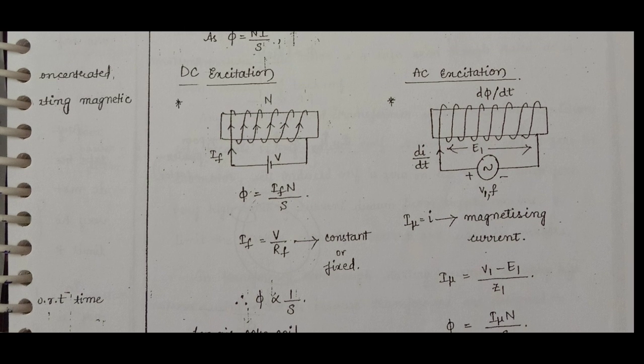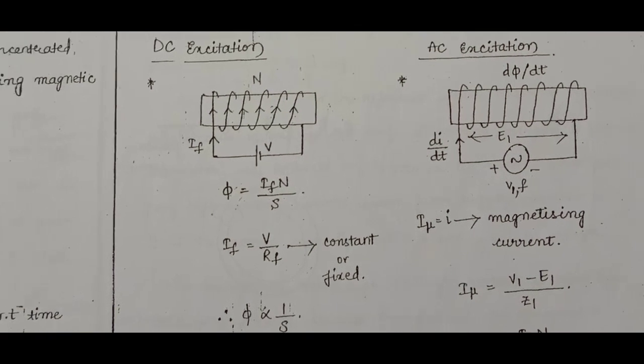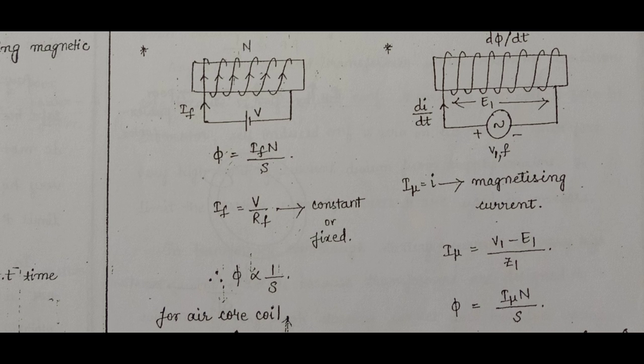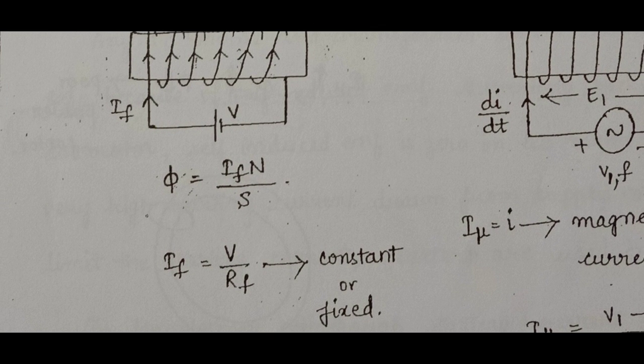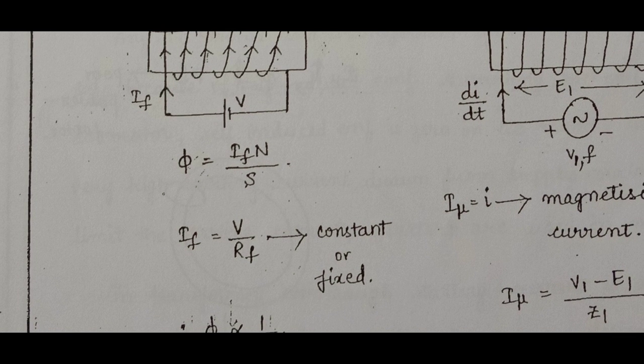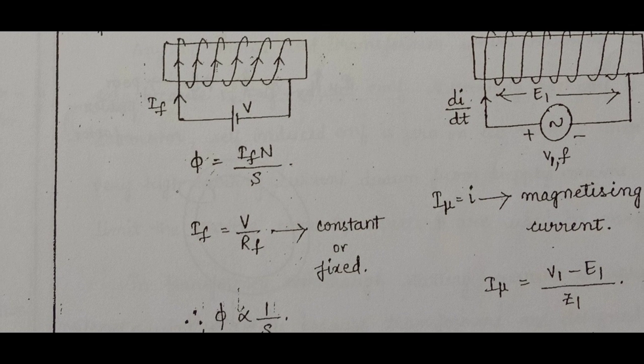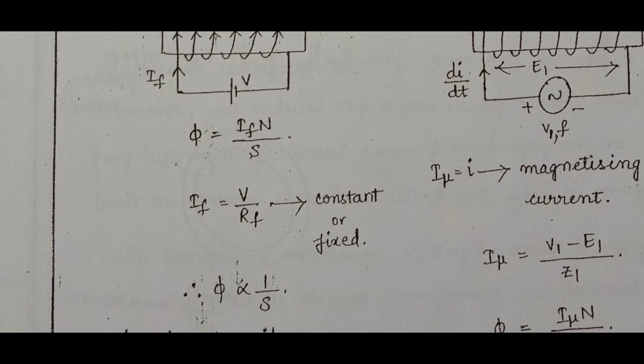Flux is proportional to If n by S. If means field current, n is the number of turns, S is the reluctance. If the number of turns increases, flux also increases. If the field current value increases, then also flux increases. If equals V by Rf. Here If is the field current. It is proportional to voltage and inversely proportional to the field resistance.